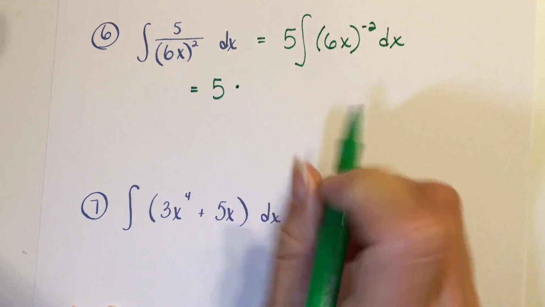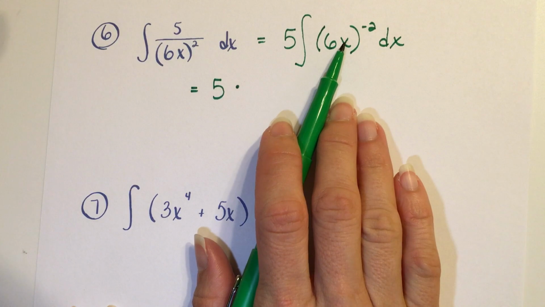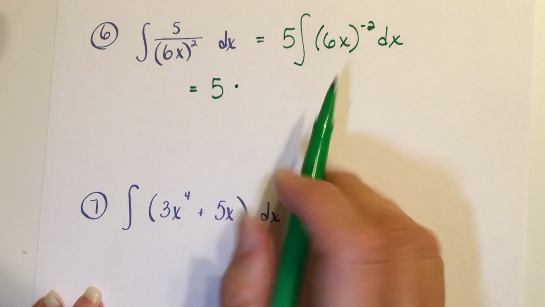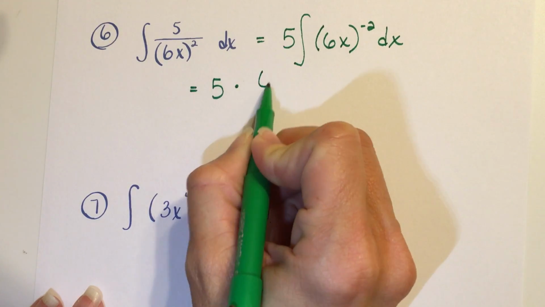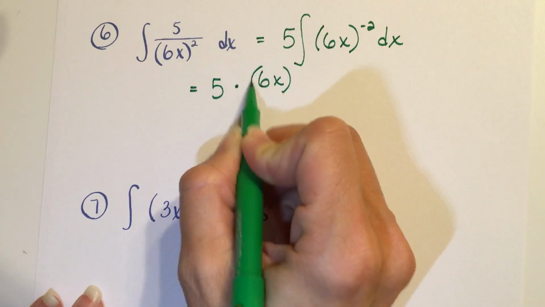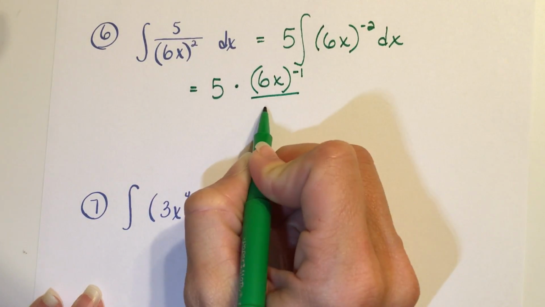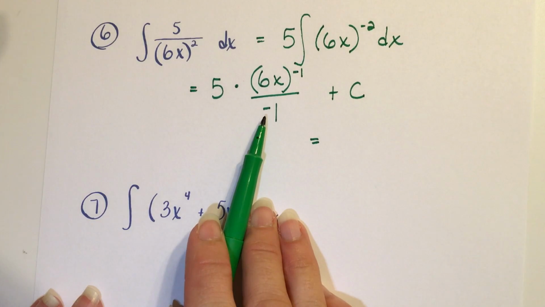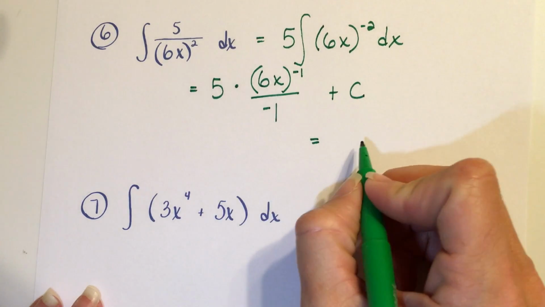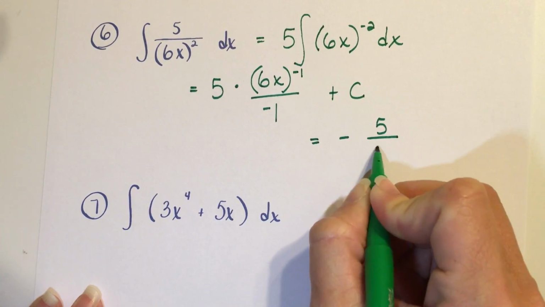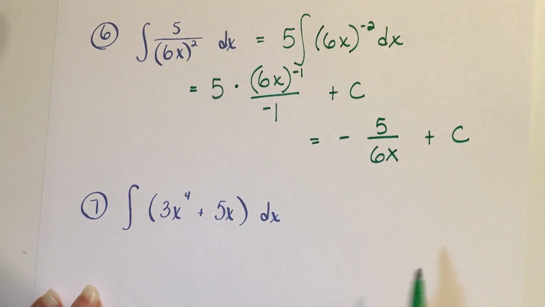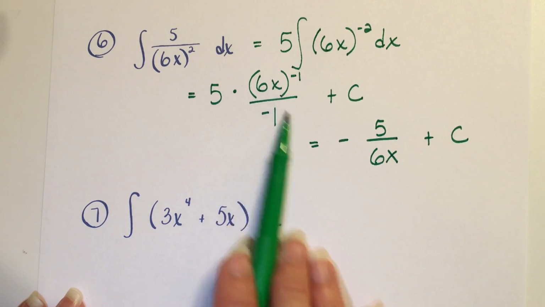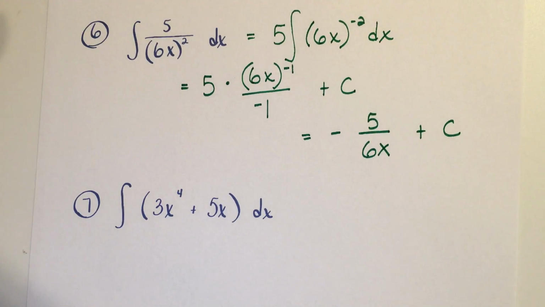So 5 times, now you use your power rule on this, okay? So that means you're going to increase your power by 1, and then you're going to divide by your power plus c. Okay, so rewriting this, I can say that I have a -5 divided by 6x. Now you can actually drop the parentheses off from around the 6x because once you move it to the bottom, then all of this is just to the first power. Okay.